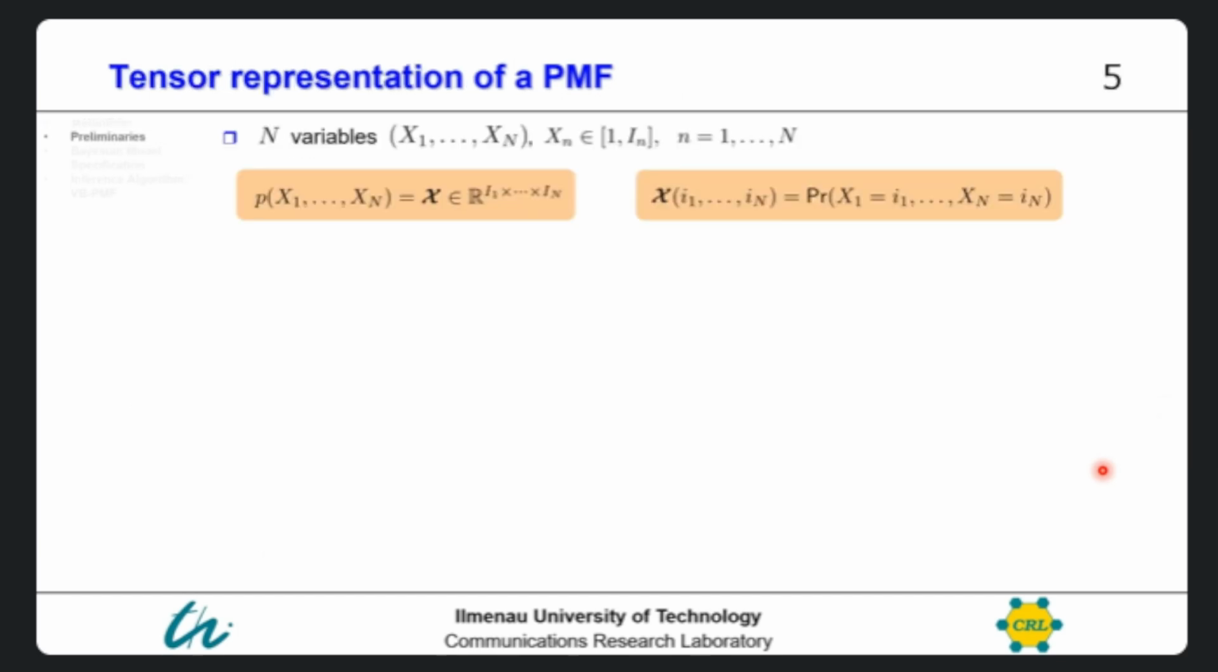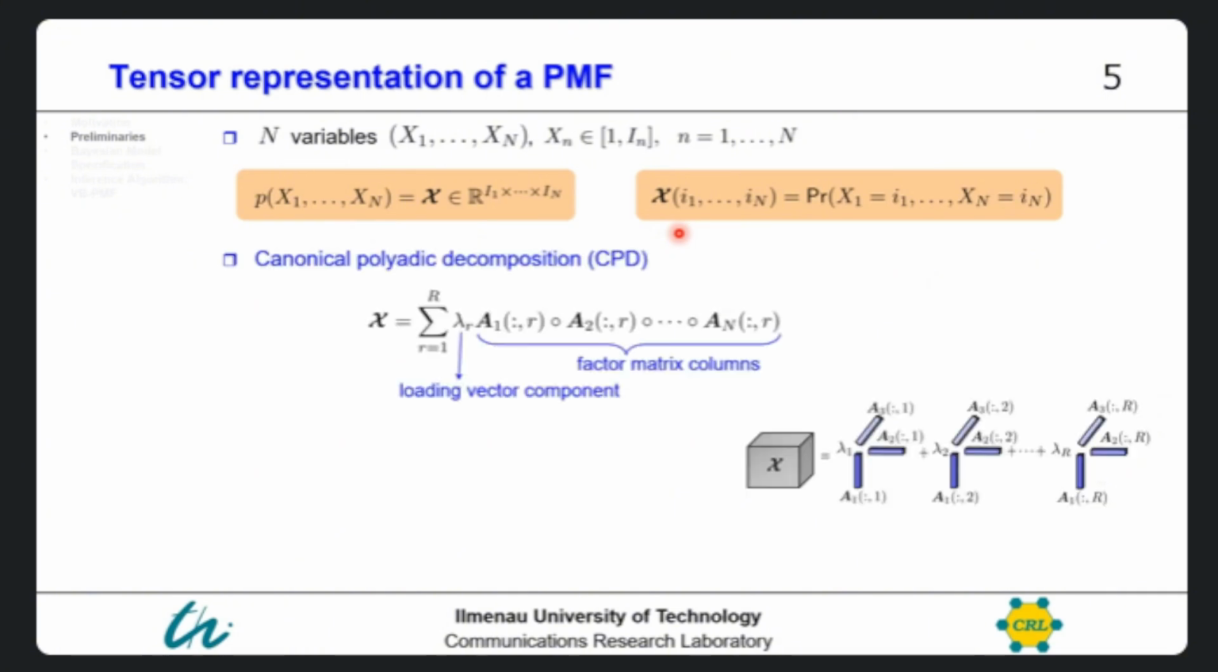Okay, so let's look at the tensor representation of a PMF. We have N random variables, X1 through XN. Each of them takes I_n states. And the joint PMF is represented as a tensor of dimensions I1 through IN. Each element of the tensor represents the joint probability of a particular index combination.